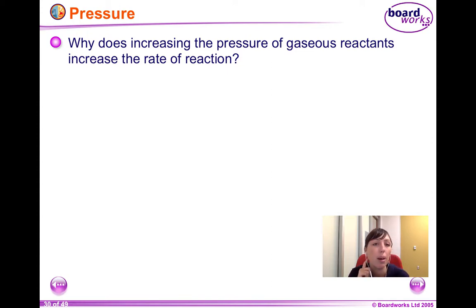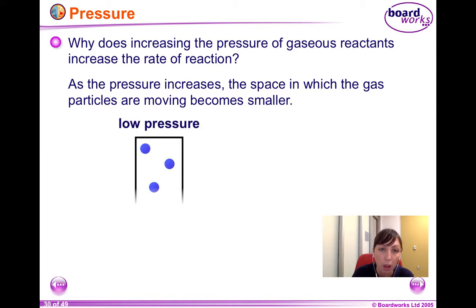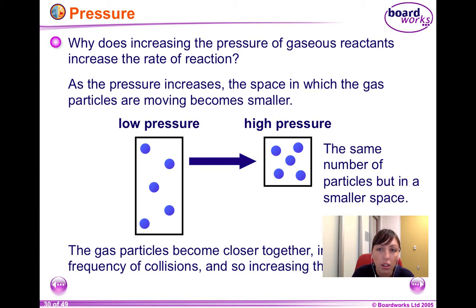So, okay, now thinking about pressure. Why does increasing the pressure of a gaseous reactant increase the rate of reaction? As pressure increases, the space in which the gas particles are moving becomes smaller. The same number of particles are in a smaller space, and the gas particles are closer together, increasing the frequency of collisions, and thus increasing the rate of reaction.